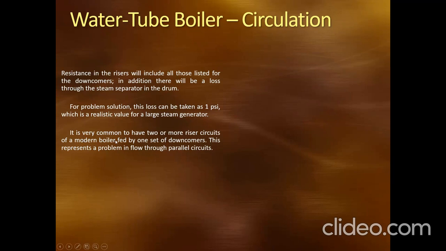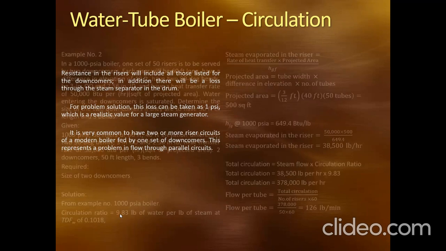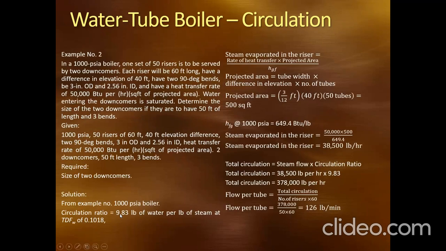It is very common to have two or more riser circuits of a modern boiler fed by one set of downcomers. This represents a problem in flow through parallel circuits. Alam niyo na yung mga simple mechanics. So example number two.